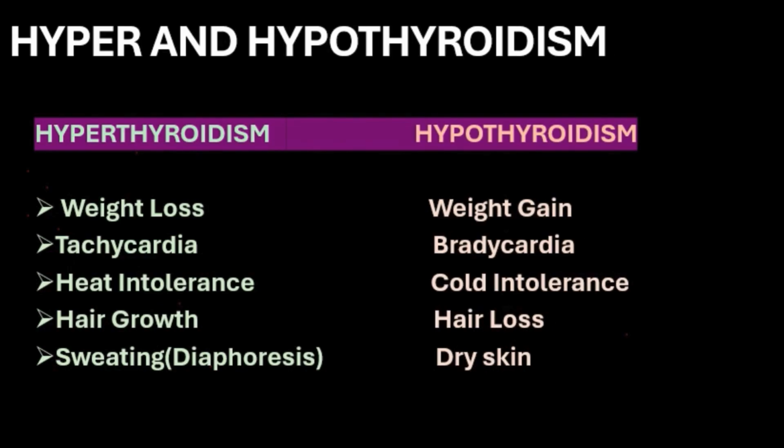Similarly, for hyper and hypothyroidism, again the opposite characteristics here. Hyperthyroidism with weight loss, hypothyroidism with weight gain. Hyperthyroidism with tachycardia, hypo with bradycardia. Hyperthyroidism with heat intolerance, hypothyroidism with cold intolerance. Hyper is with hair growth and hypo is with hair loss. Hyperthyroidism is with sweating or diaphoresis and hypothyroidism is with dry skin. So here also the opposite characteristics we are comparing and contrasting.